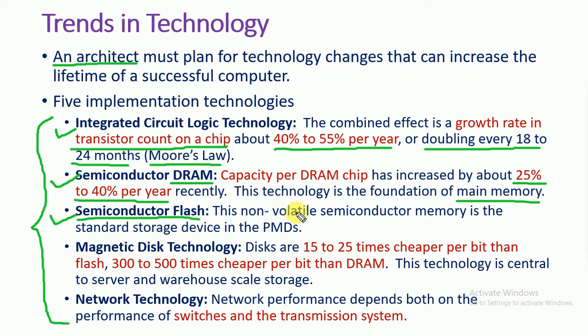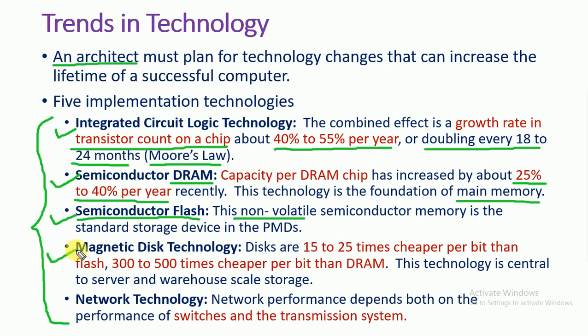It is a non-volatile semiconductor memory, meaning dynamic RAM is volatile: once the power is off, the memory content will be removed. But in the case of flash memory, it is non-volatile. Even if the power goes, the content will be retained within the device. So it is the internal storage device used in mobile phone devices, a major technology used in any computer system design.